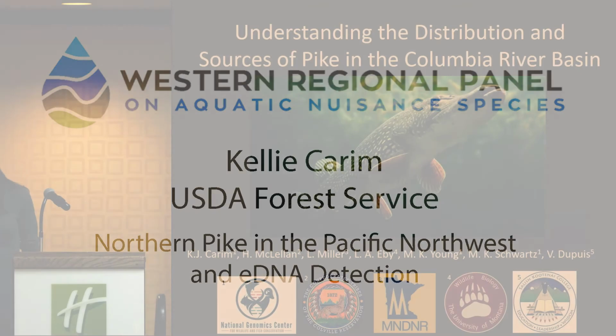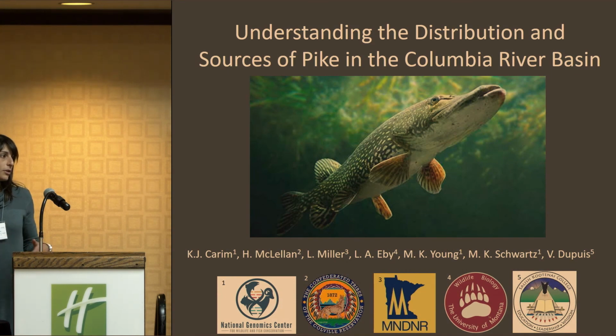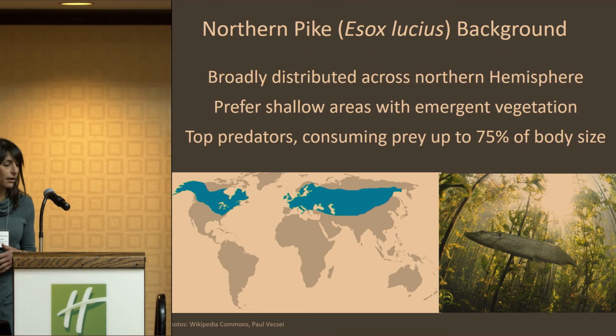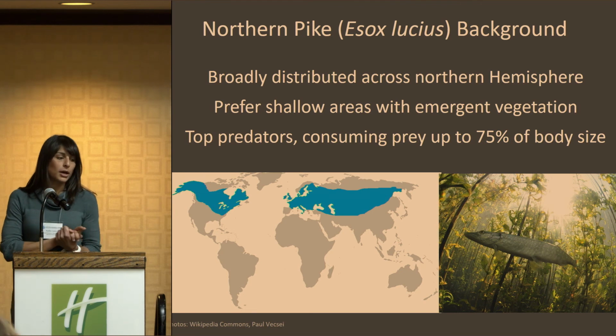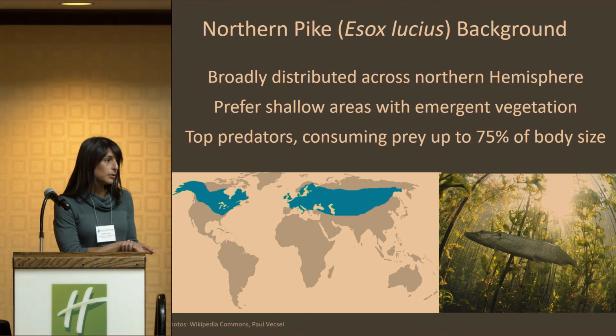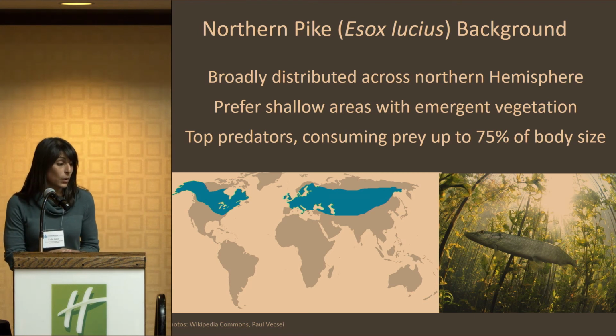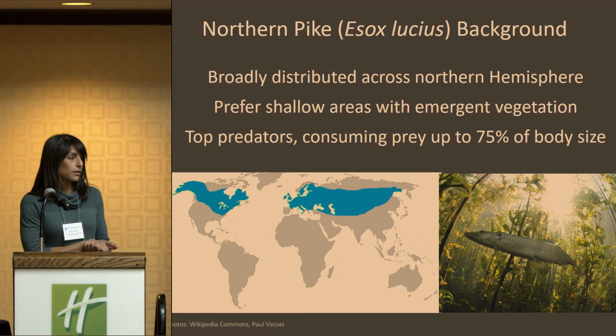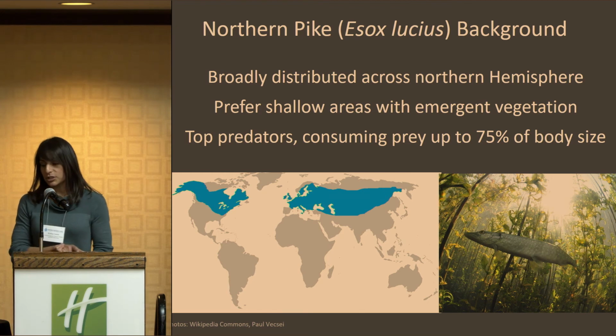All right, so most of you, I'm sure, here are familiar with northern pike as an invasive species, but I'm going to start by just providing a little bit of background. So northern pike are broadly distributed across the northern hemisphere. As you can see on this map in blue, their native range is represented, and it's quite broad. And where they occur, they prefer shallow waters with emergent vegetation.